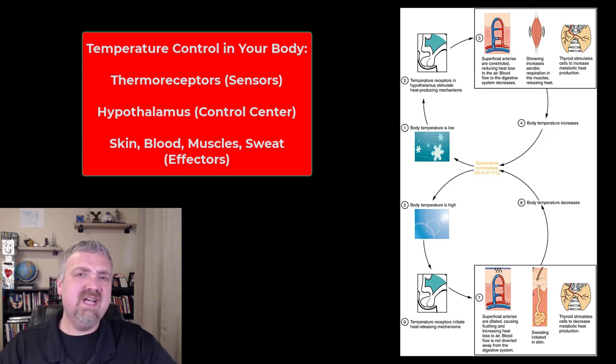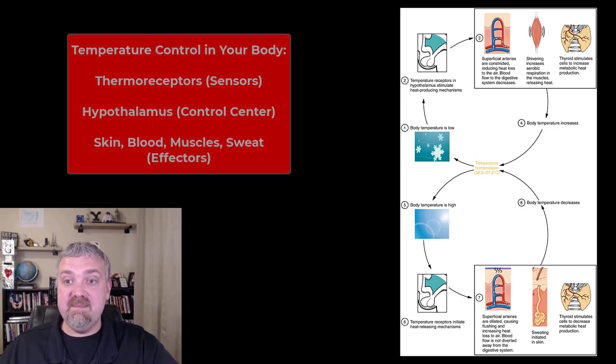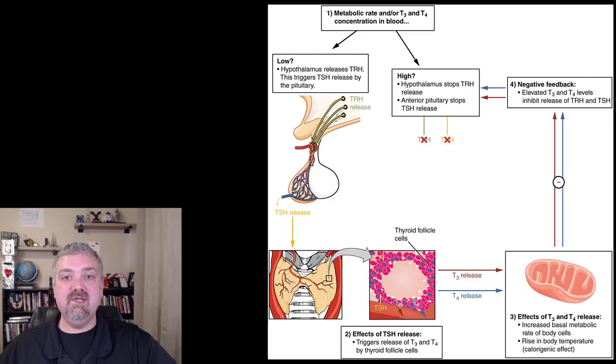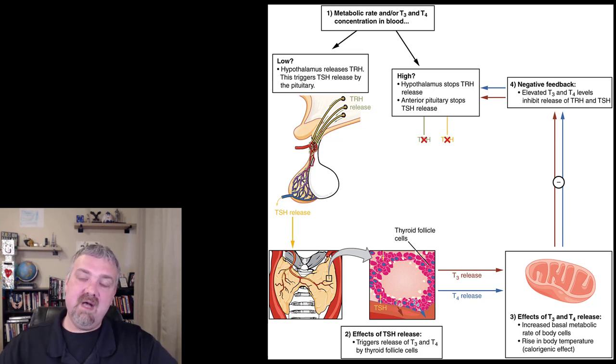So here's one example. I'll show you a couple more. I won't go into detail; we'll cover them all when we get to the appropriate area. But I just want you to see, this is how your body does almost everything: negative feedback. Blood calcium levels get too high, we have ways to bring them down. Blood calcium levels get too low, we have ways to bring them up, and we'll cover all that in detail in A&P 2. Thyroid hormone levels get too low, we have ways to bring them up. Thyroid levels get too high, we have ways to bring them down.